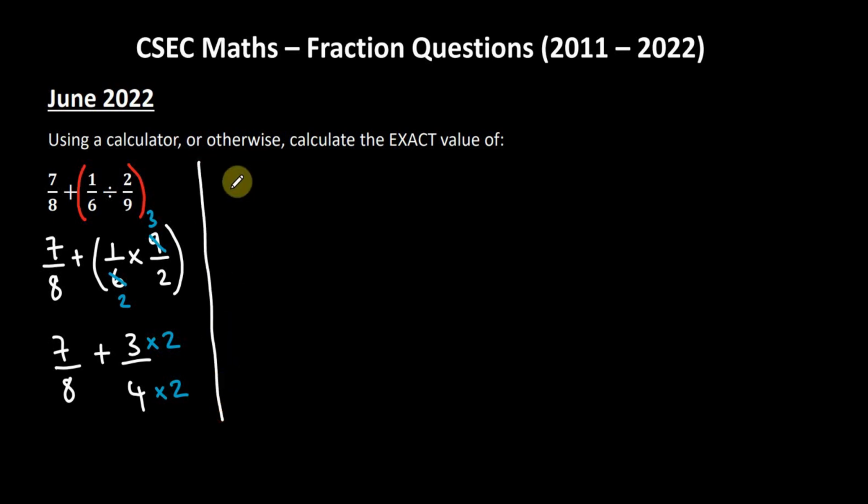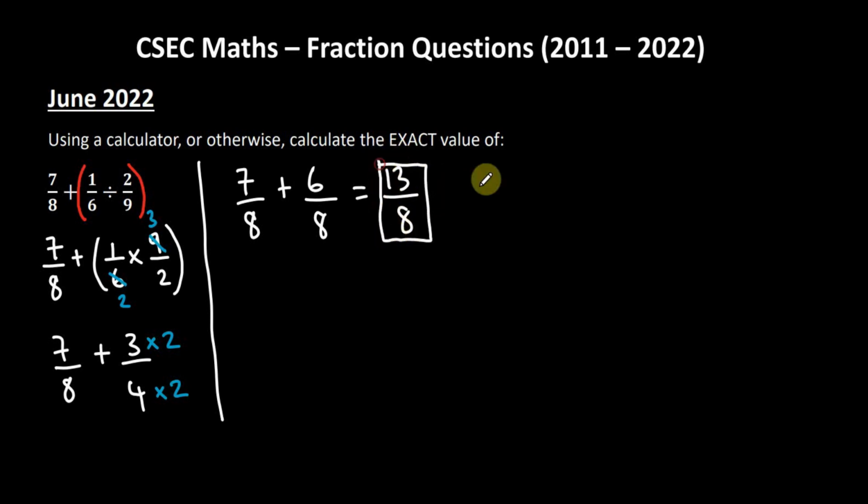I'll continue on this side. So I'll have 7/8 plus 3 times 2, that's 6, 4 times 2, that's 8. Let's see what we'll end up with. So we can proceed and add the numerators together since we have common denominators here. 7 plus 6, that's 13 divided by 8. So that's our answer. Or we could write it as a mixed fraction as 1 and 5/8. So this is another form in which we could have represented our answer.